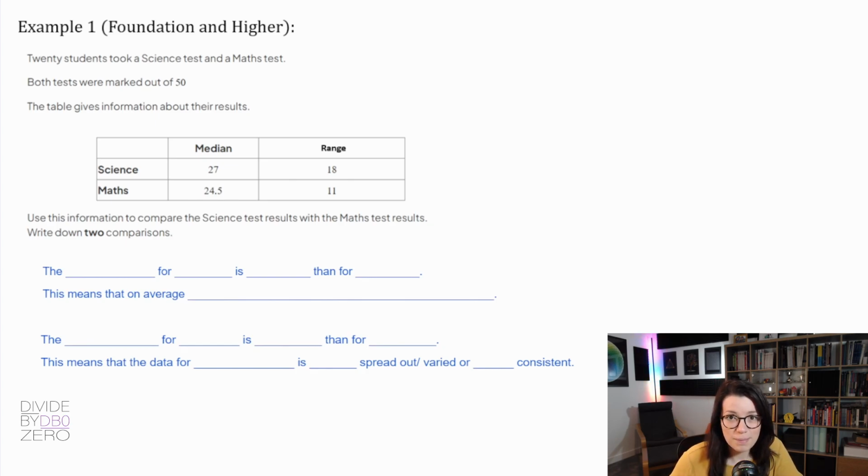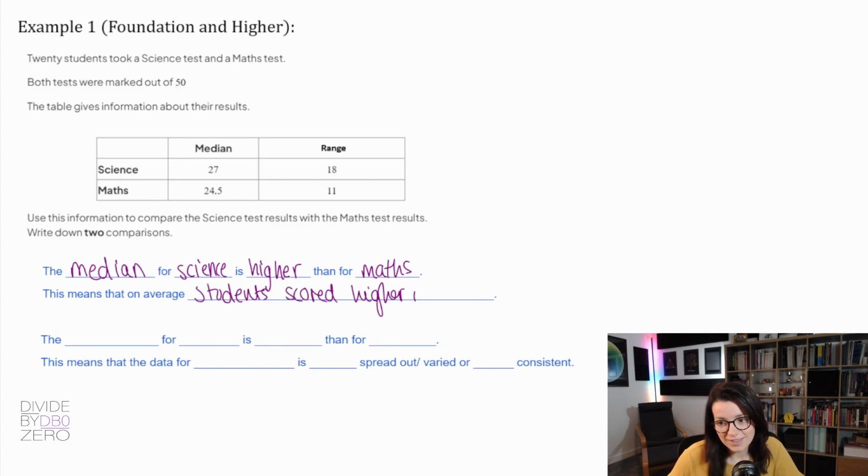So the first part, remember, that was about comparing the averages. And in this case, the average given is the median. So let's use that. The median, let's say for science, is higher than for maths. You could do this the other way around. You could say the median for maths is lower than for science, up to you. But either way, let's make a comment in the context of the question. So this means that on average, students scored higher in science.